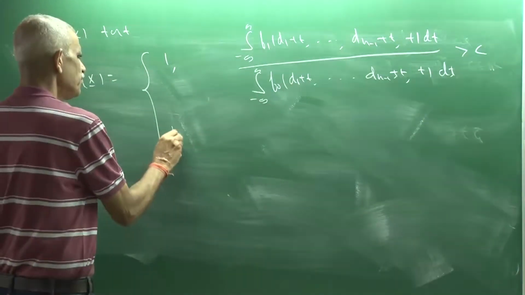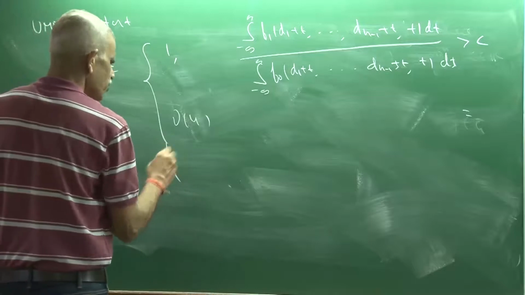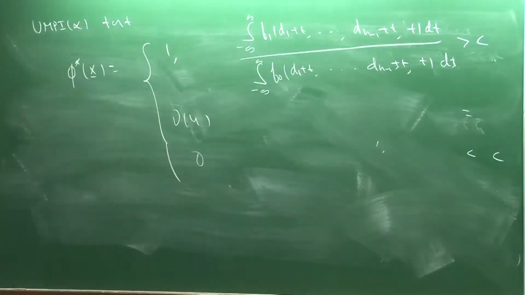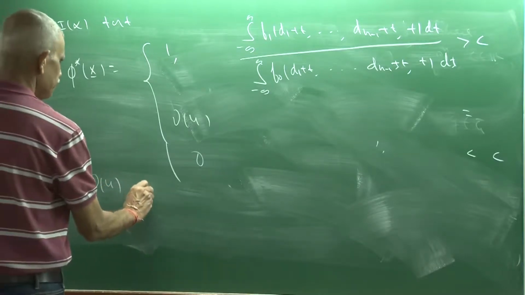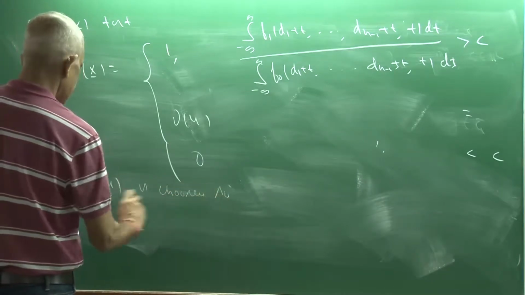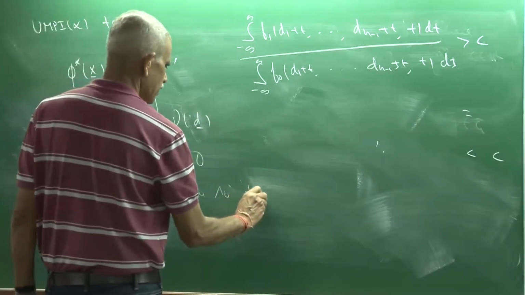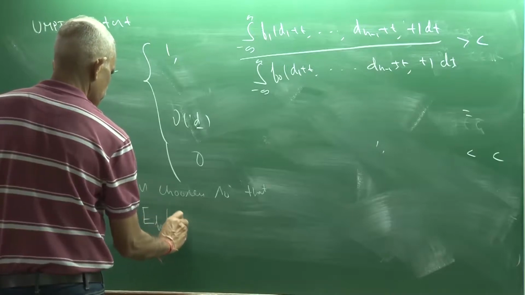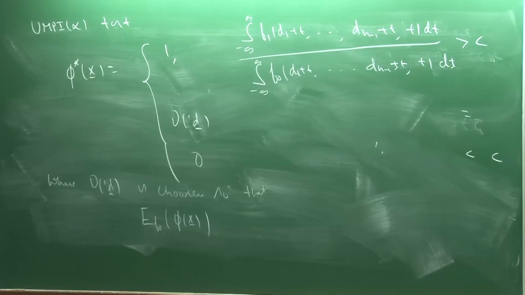You can put gamma of d if this is equal to this. In the absolutely continuous case, this gamma has to be normally 0, not always, and phi is 0 if this quantity is less than C. And where gamma of d is chosen so that E under F0 of phi of x, F0 meaning basically under H0, because the distribution will depend on F0 only through H0, is the same as alpha.